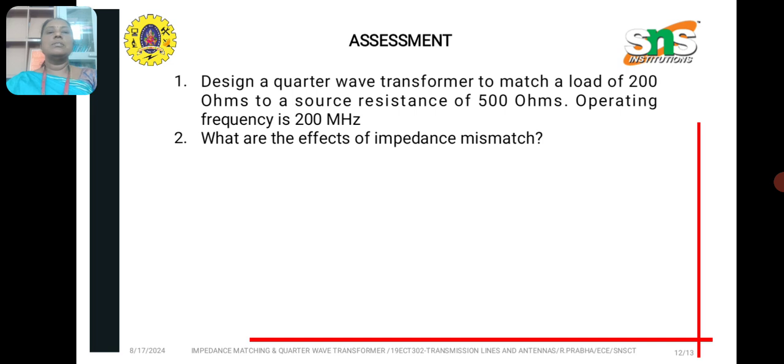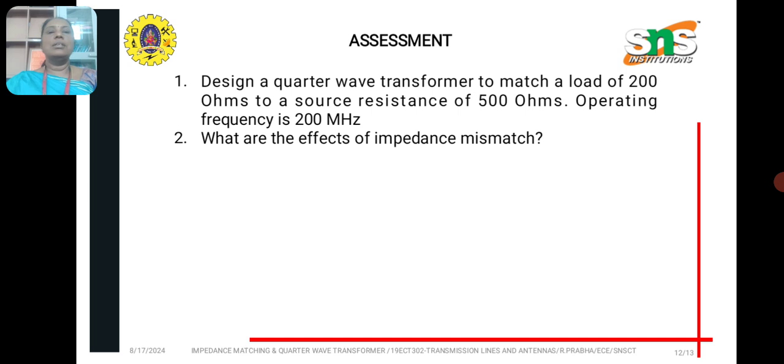Assessment: design a quarter wave transformer to match a load of 200 ohms to a source resistance of 500 ohms. The operating frequency is given as 200 megahertz. In this problem we can easily design a quarter wave transformer. First we find the length of the quarter wave transformer. L is equal to lambda by 4. Lambda is not given in the problem, but the frequency is given. F is equal to 200 megahertz.